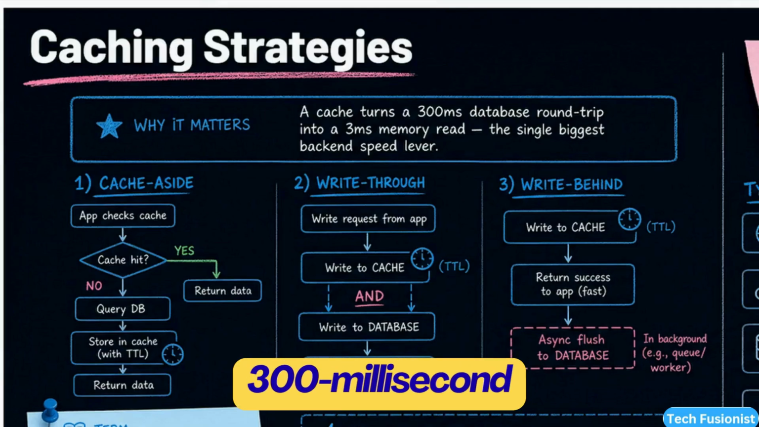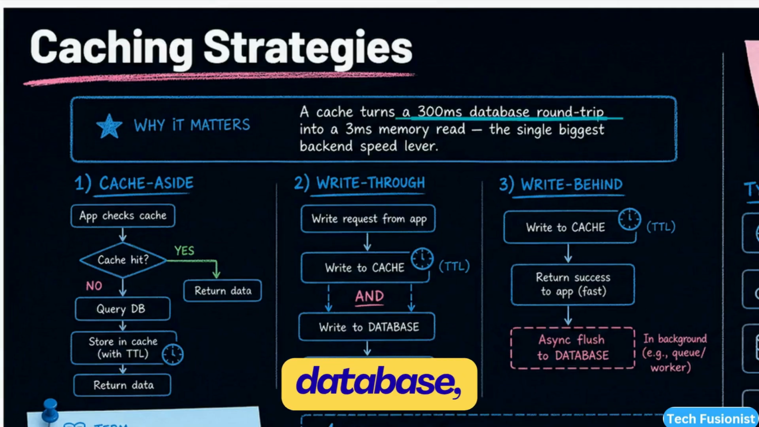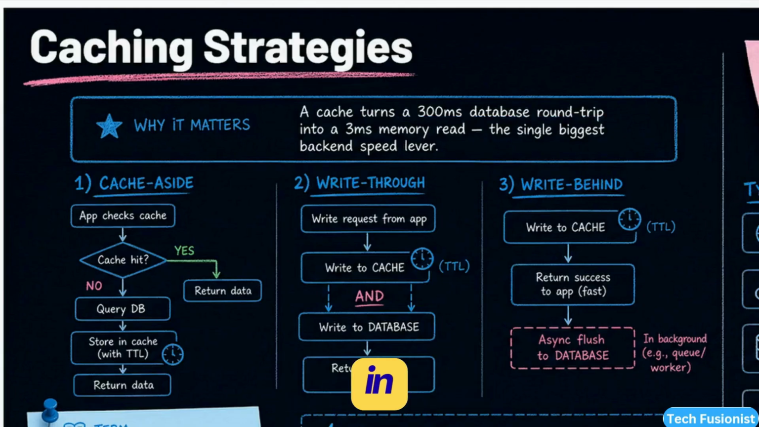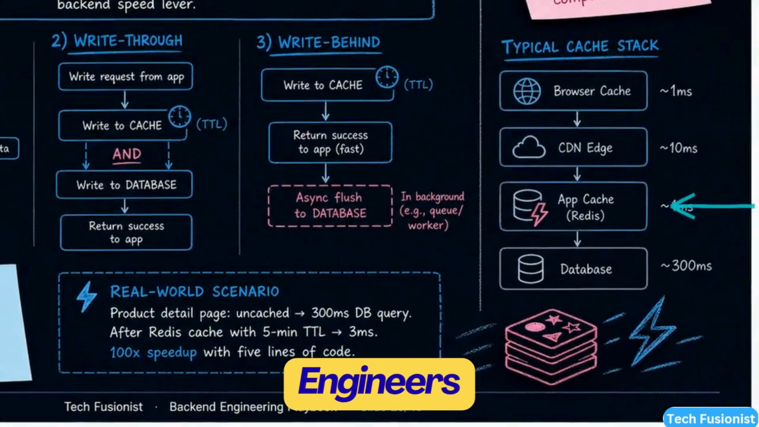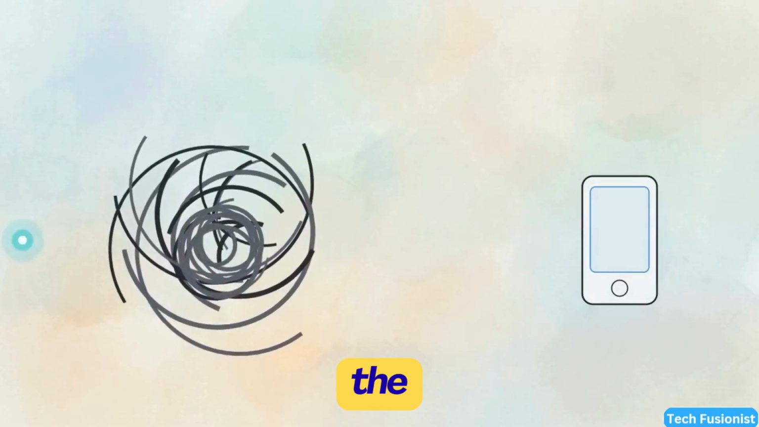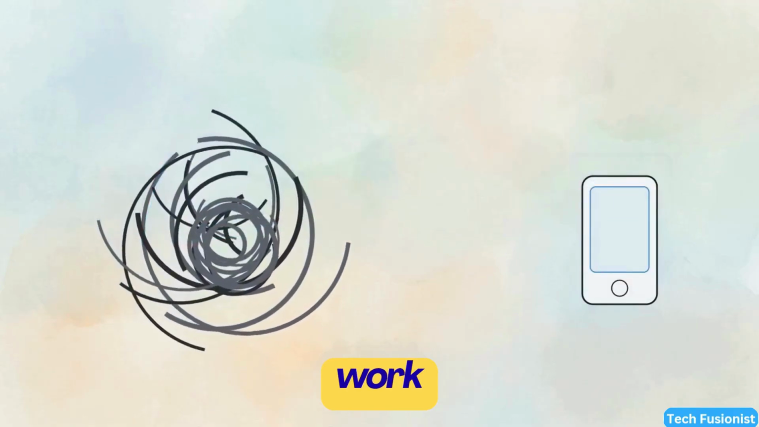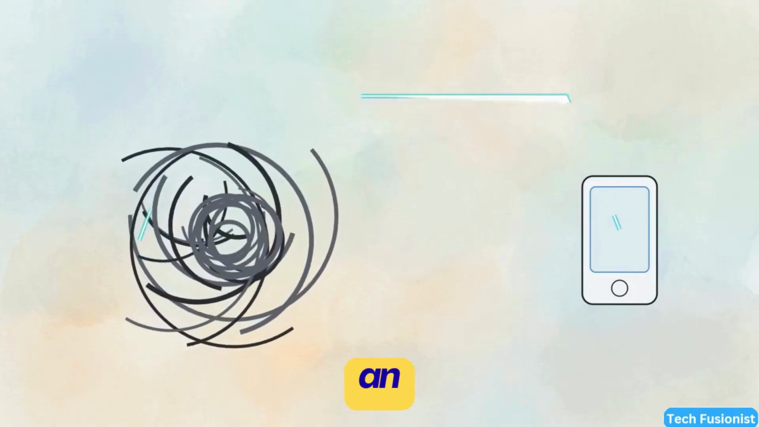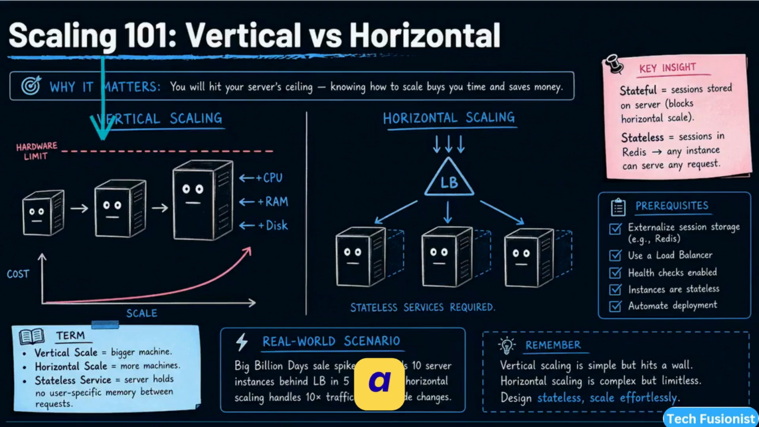Instead of a slow 300-millisecond trip to the main database, the server can retrieve the information in just 3 milliseconds. Engineers increase performance by designing the system to avoid heavy, repetitive work whenever possible.